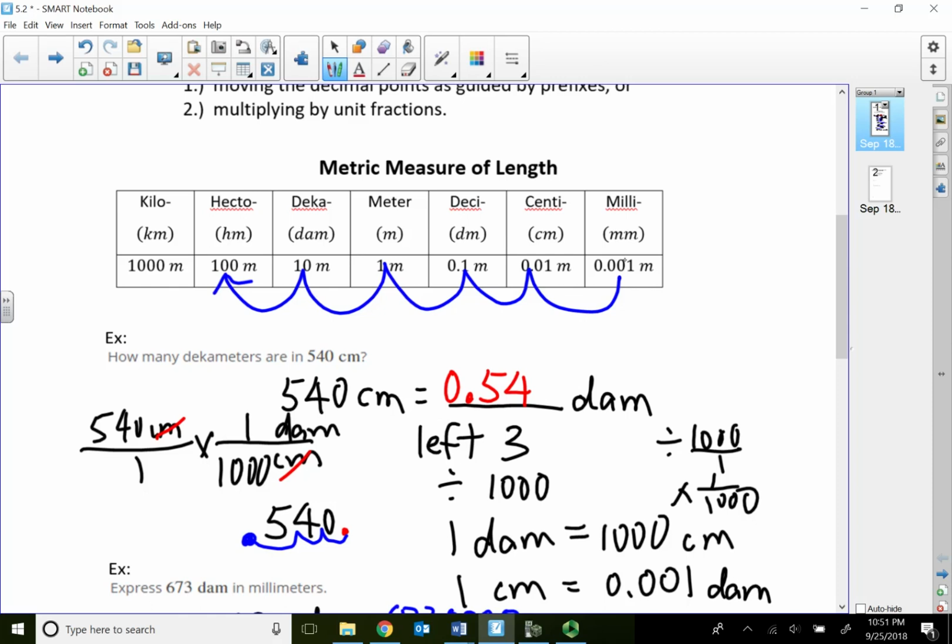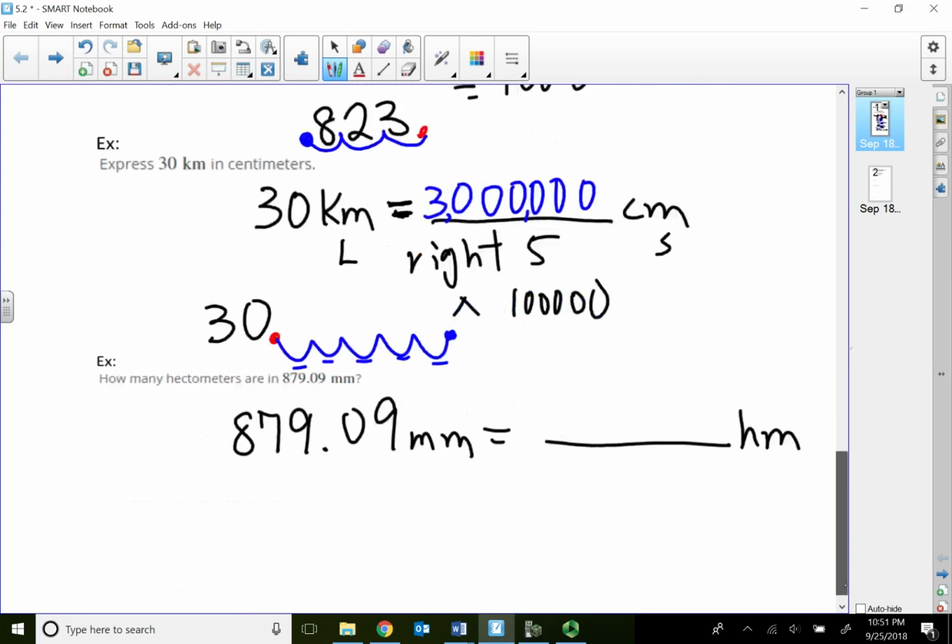Don't point at it, okay? You don't do it by 1, 2, 3, 4, 5, 6. You move. You do it like you're moving a decimal. So that's 5 places to the left.